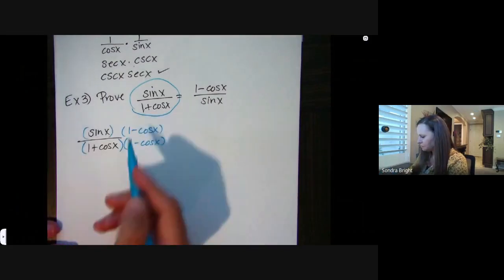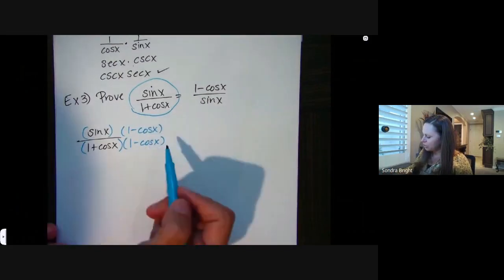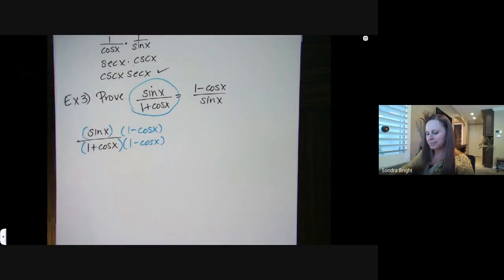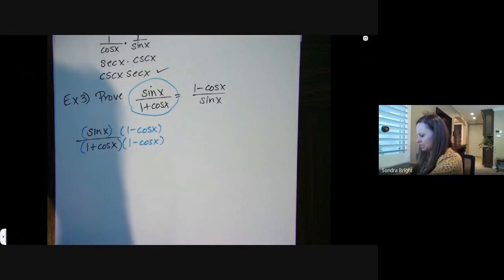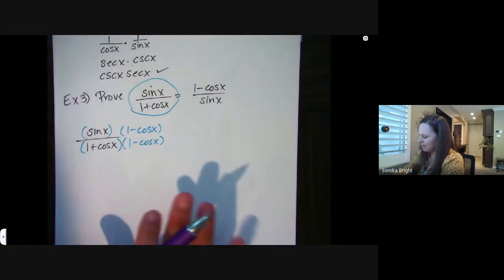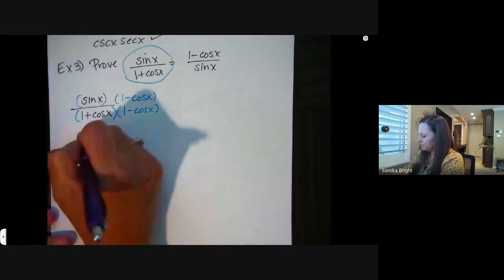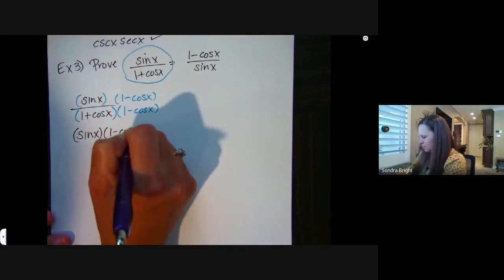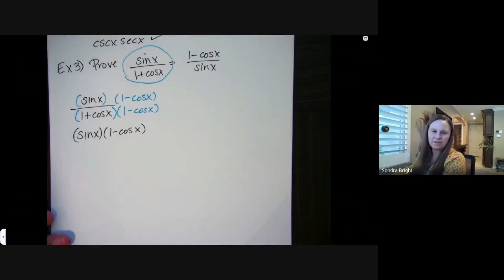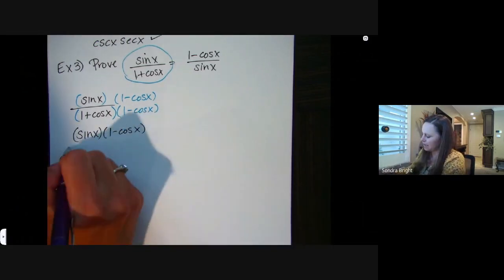Okay. Here's another hint: don't distribute this top. Leave it factored out at first. You may end up needing to go ahead and distribute it, but in the beginning, leave it factored like this, because a lot of times it will end up canceling with something in the bottom, and then you'd have to factor it back out. So just leave it factored for now.